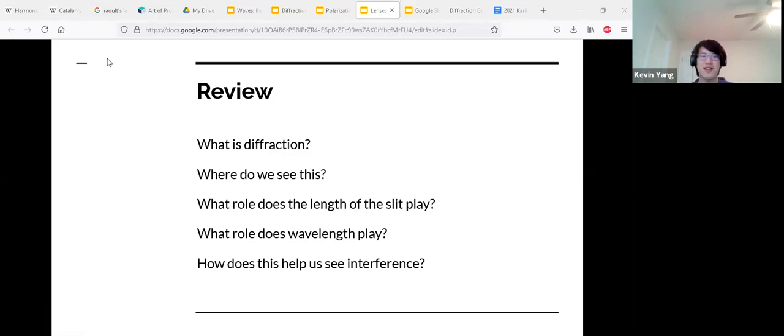Because they have the longest wavelength, they diffract the most, and it's what makes radio waves so good at bending around towers and buildings and whatnot.